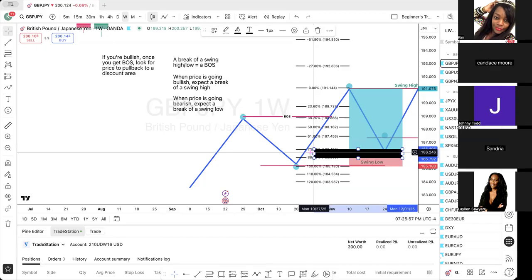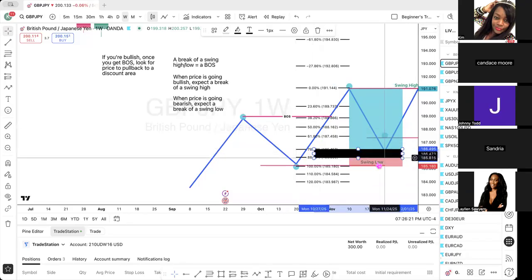Because remember, I said in a bullish market, you will see some bearish order blocks because it'll try to trick you into getting in a sell. But if you're bullish, you want to continue looking for bullish structure. You want to see price go back in a bullish direction before you get in a trade.